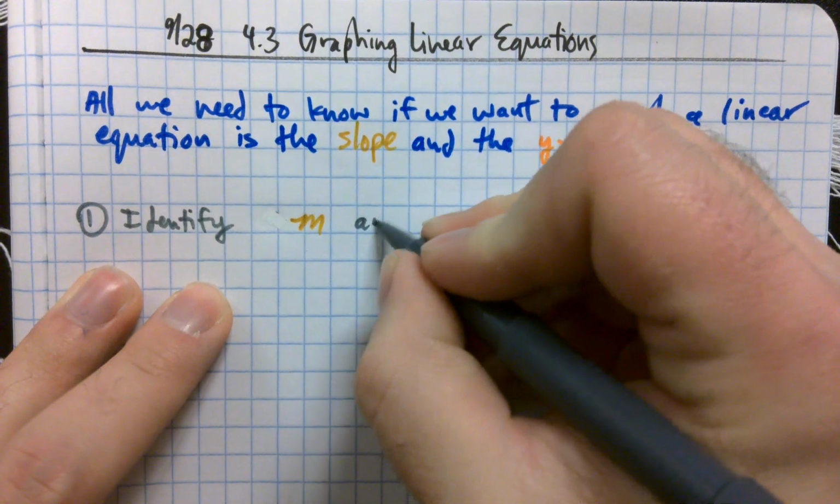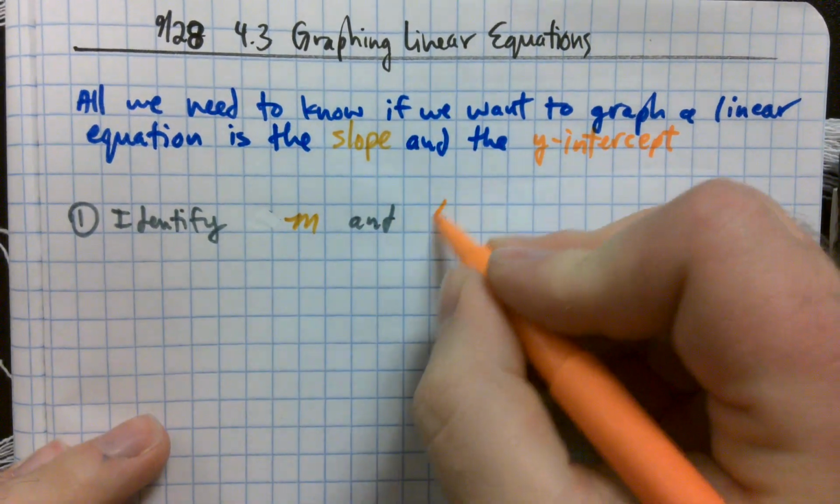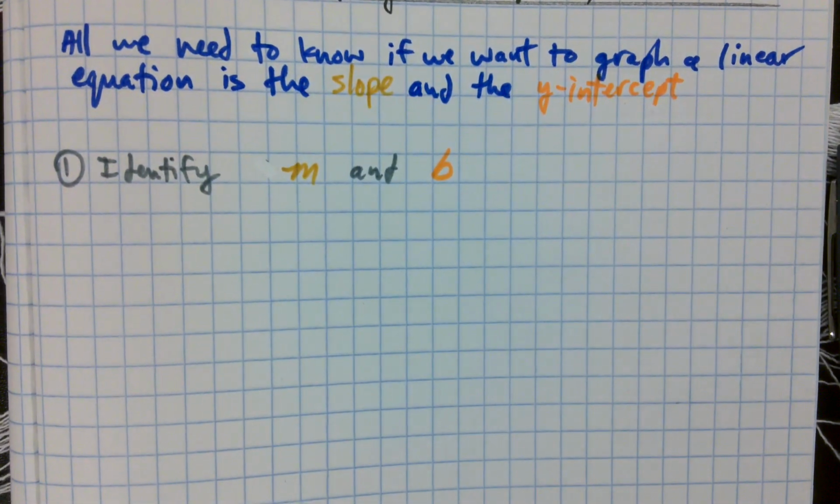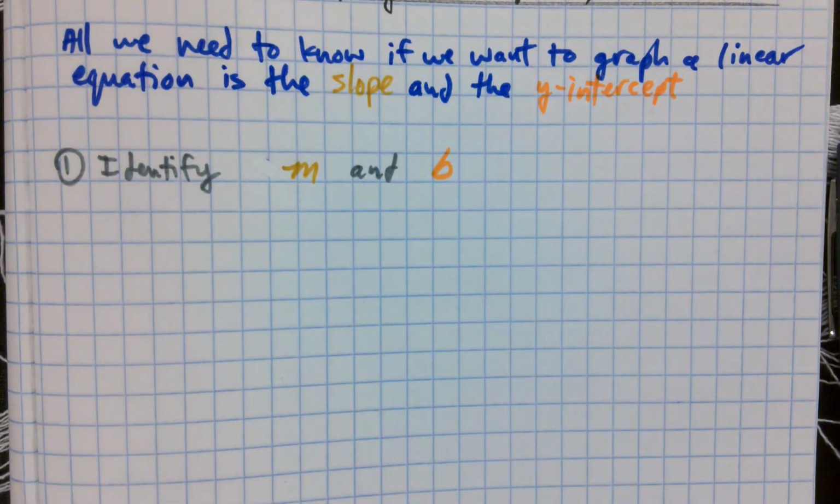M and B. If we don't know what M and B are, well, we don't have any of the information that we need to graph the line.